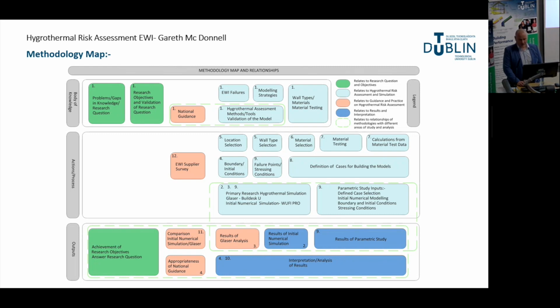The workflow started with the body of knowledge, which provided the basis for the research. That basis influenced the methods, processes, actions, and decisions taken. They in turn provided results, which were then interpreted and analysed to answer the research question.